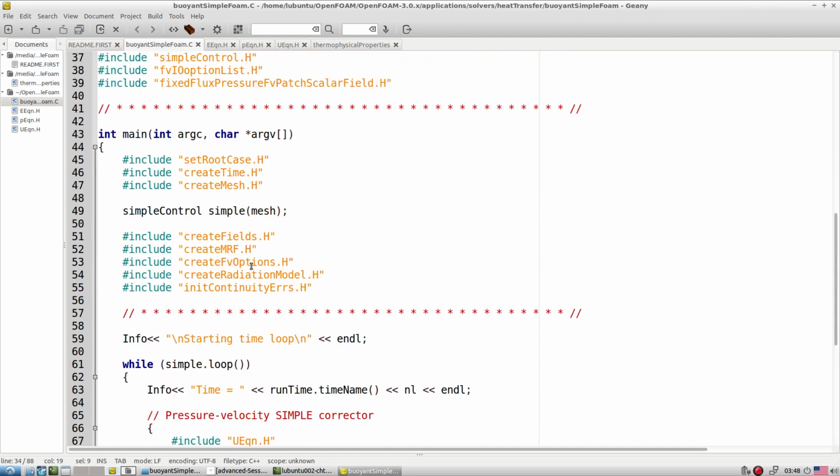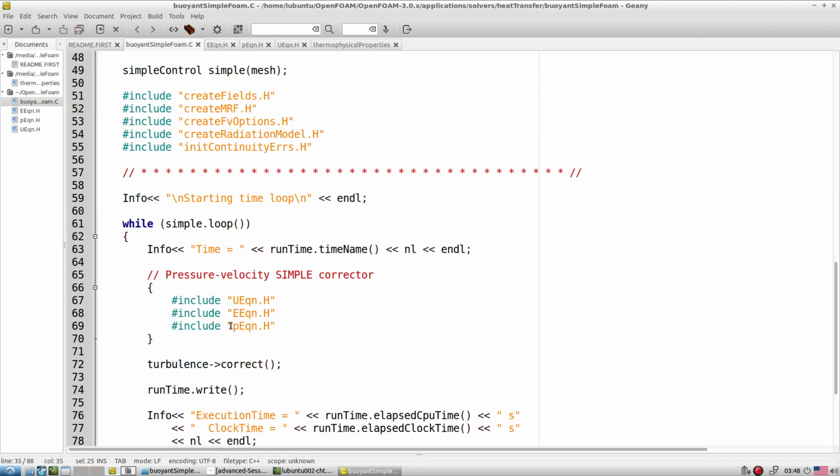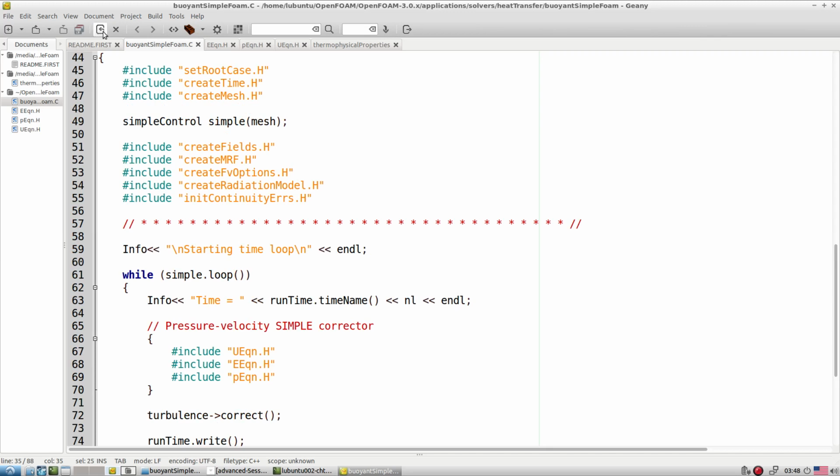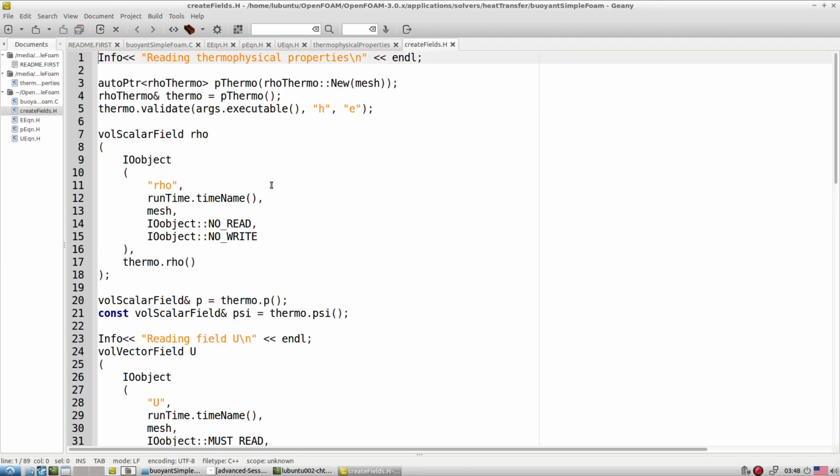Few things like the thermodynamic, turbulence and fluid thermo models. Then we have createFields. Inside createFields we have a few more changes we can look at. Here it tries to add the thermo properties by reading the thermodynamic properties. So it looks at the rho from the thermo only.